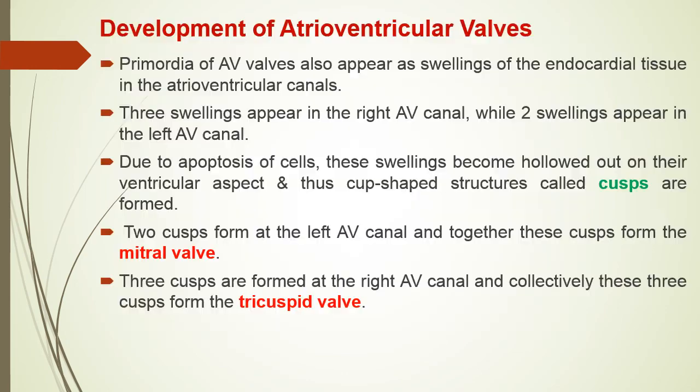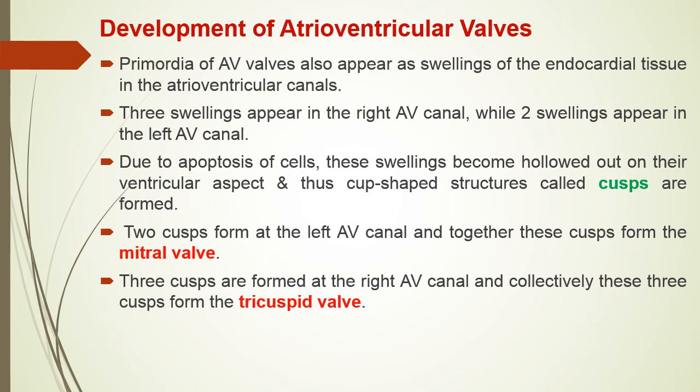The atrioventricular valves are found in the atrioventricular canals. In the right atrioventricular canal, which is present at the junction of right atrium and right ventricle, we know that the tricuspid valve is formed. At the junction of left atrium and left ventricle, that is at the left atrioventricular canal, the mitral valve is formed. Mitral valve has two cusps, and the tricuspid valve has three cusps.